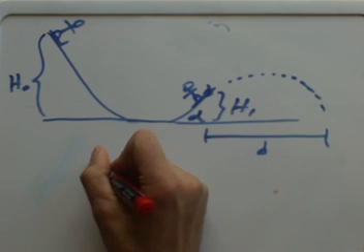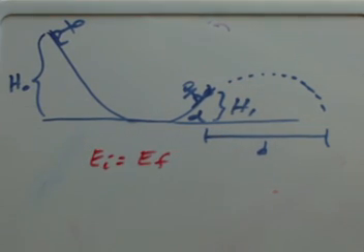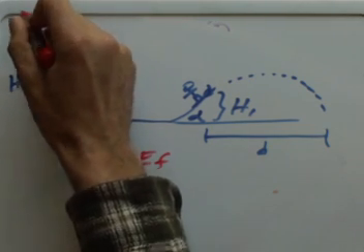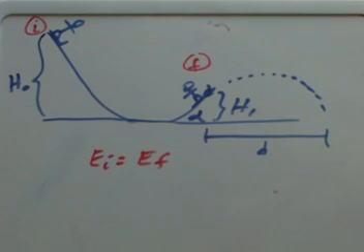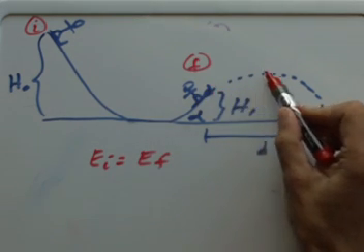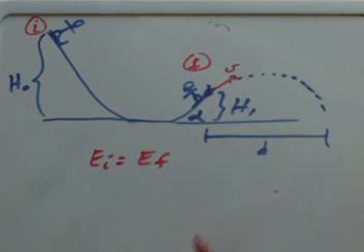In particular, I'll note here that E initial is equal to E final. So the initial energy of the system should be equal to the final energy of the system. The skier sitting up here on top of the slope has their initial energy. Their final energy is going to be right here. If we want to know how far they're going to land, they launch and are in the air right here, so what we'd like to know is this velocity right here. We'd like to know what speed they leave the ramp with.